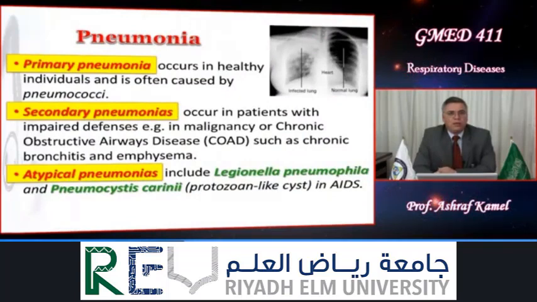In secondary pneumonia, it occurs in patients with impaired defenses, like malignancy or chronic obstructive airway disease, which includes chronic bronchitis and emphysema. The atypical pneumonias are the same as secondary pneumonias, but they are caused by atypical microorganisms like Legionella pneumophila and Pneumocystis carinii, which is a protozoan-like cyst, and it's commonly seen in patients having AIDS.